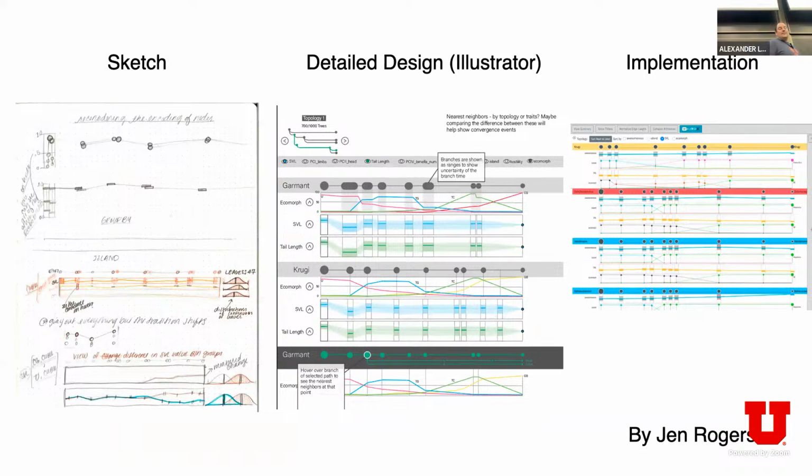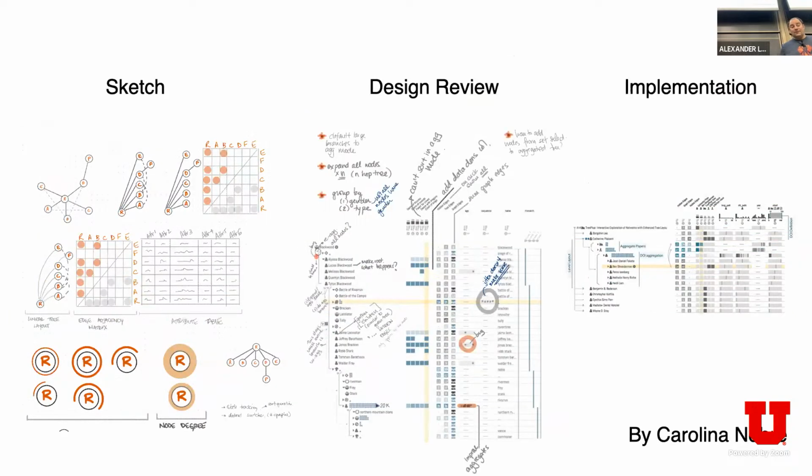Or here's another example of how we started out with hand sketches, and then went into a detailed design in Illustrator, and then into an implementation, right? You can see the relationships between them, but you can also see how this was iterated on. Or here's another example: this shows a few different sketches of what we could be doing. Then here is a first prototype with notes for a design review, and then eventually an implementation here on the right.